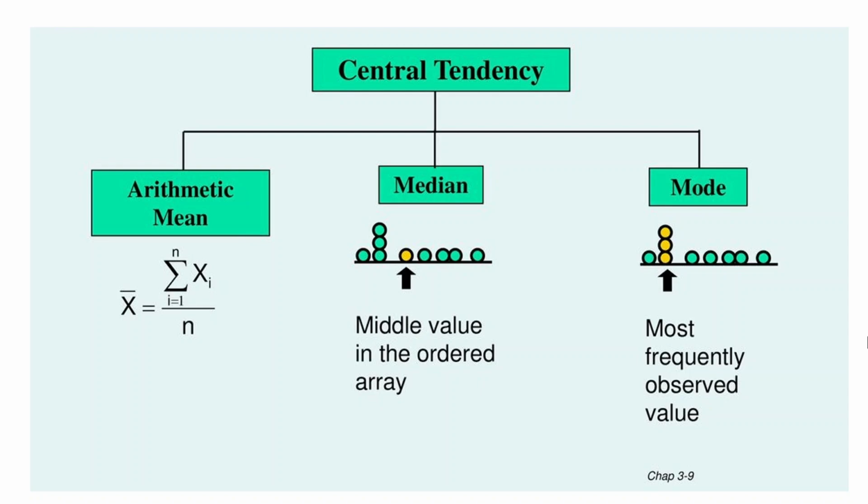The mean is simply the average. The median is the middlemost value when the set of numbers is arranged in order. Mode is the most frequently observed value.